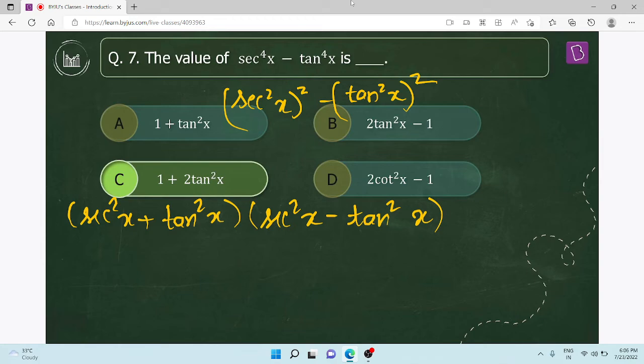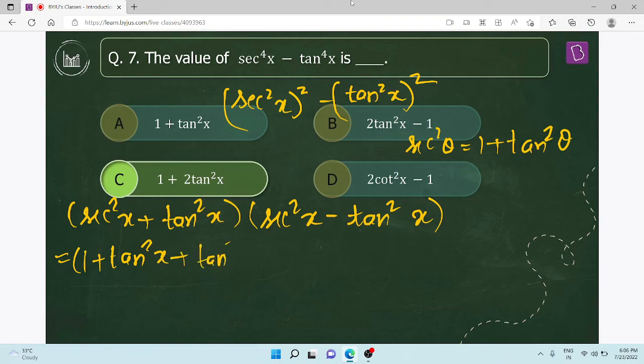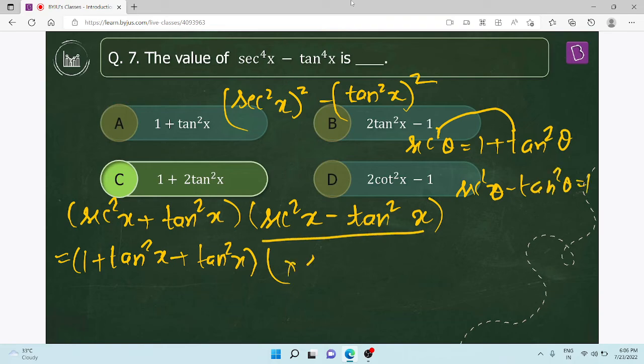Now from the identity, we know that sec squared theta is equal to 1 plus tan squared theta. It means that sec square x is 1 plus tan square x, plus tan square x. Also, students, in the identity, if we transform this to the left hand side, sec squared theta minus tan squared theta will be 1. Means this value is equal to 1 only. So it will be equal to 1 plus 2 tan square x. That's why option C will be the correct answer. Okay.